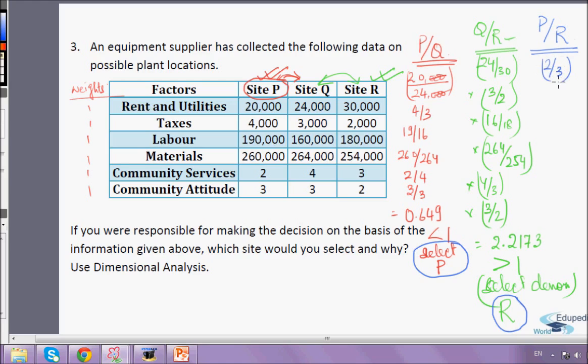The next would be 4 by 2. Third would be 19 by 18. Fourth would be 260 by 254. The fifth would be 2 by 3. And the last one would be 3 by 2.